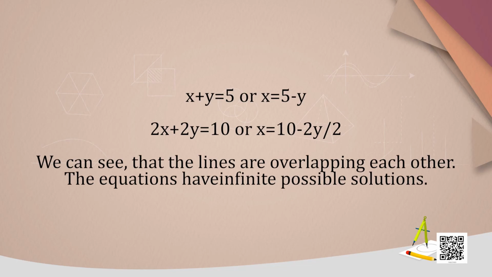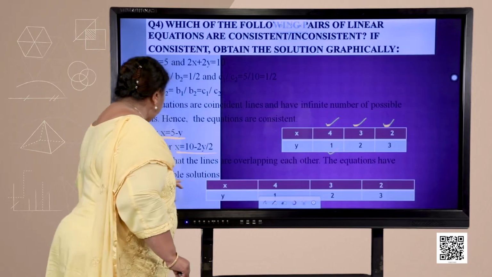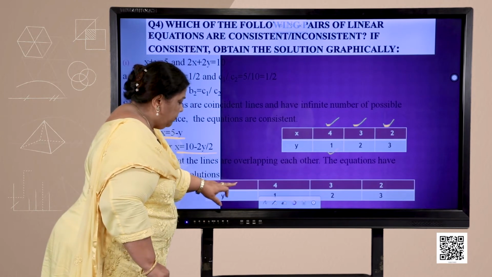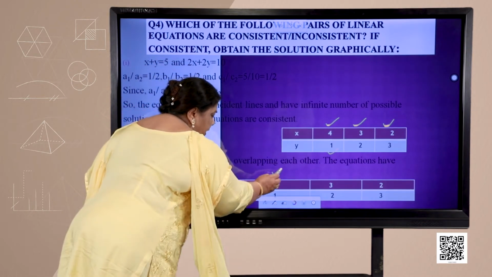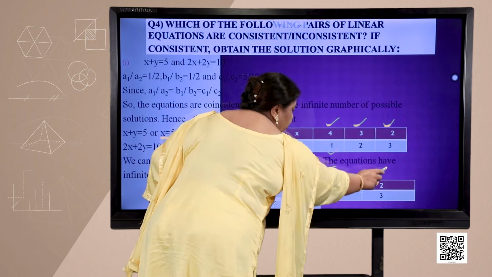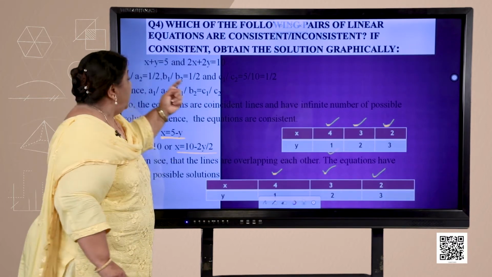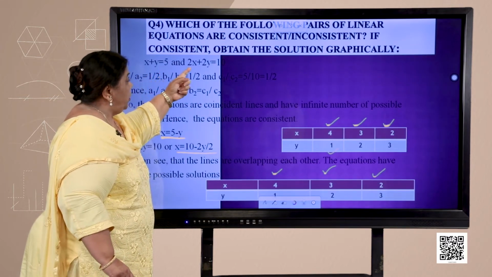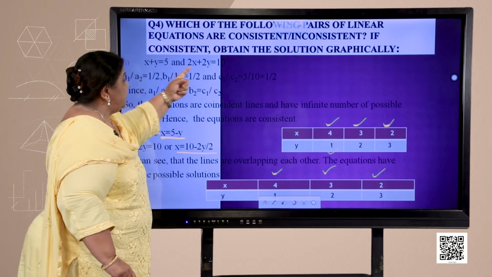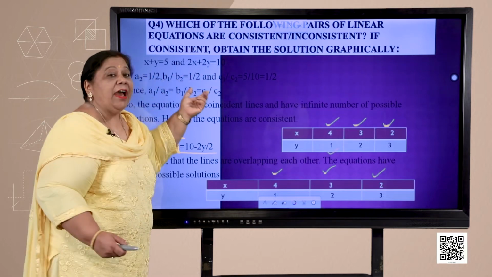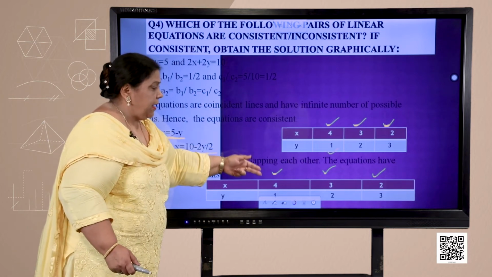For the second equation, 2x plus 2y is equal to 10, we can take x is equal to 10 minus 2y upon 2, and on substituting the values, we see that as the lines are overlapping each other, the equations will have infinite number of solutions. We can see here the values are same, 4 1, 3 2 and 2 3. This has happened because if you observe the equations, x plus y is equal to 5 and 2x plus 2y is equal to 10, these two equations are equivalent. That is why we have same solutions here.